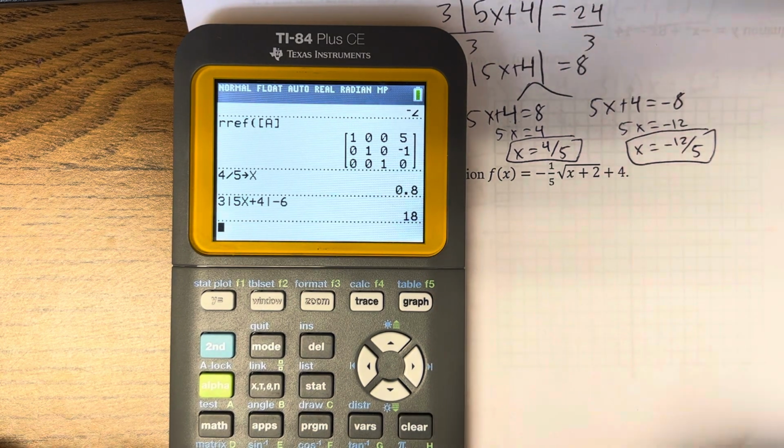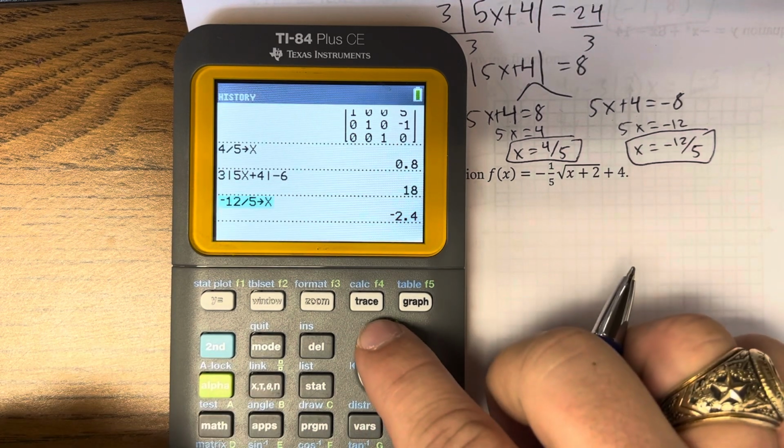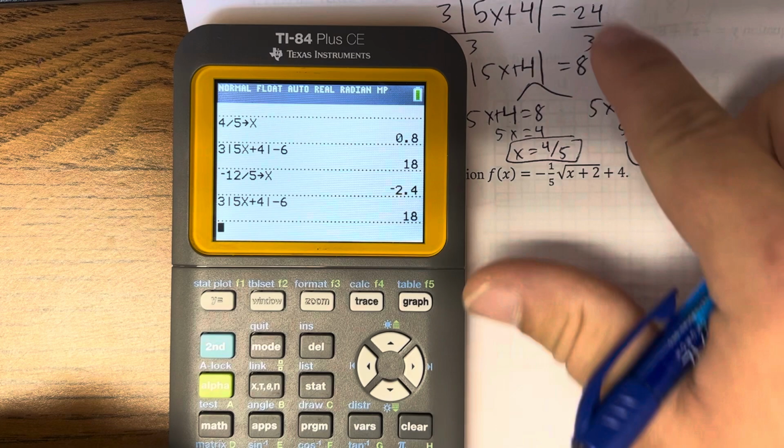Now I can do the same thing with the other one, negative 12 divided by 5, store it in for x. And I'll just copy and paste this equation down. It equals 18, so both of them check.